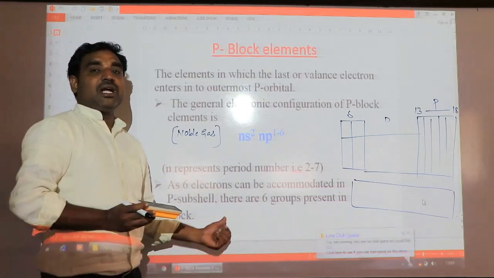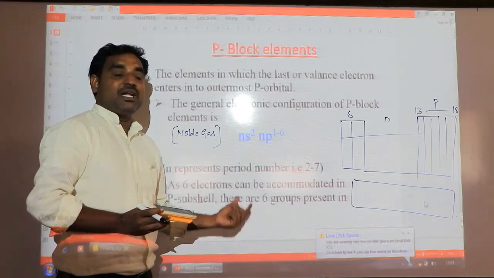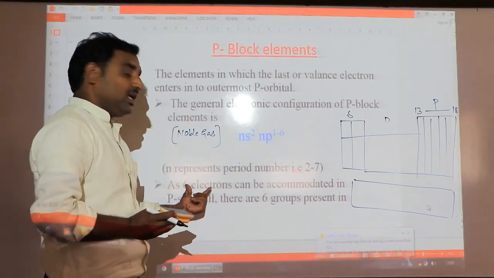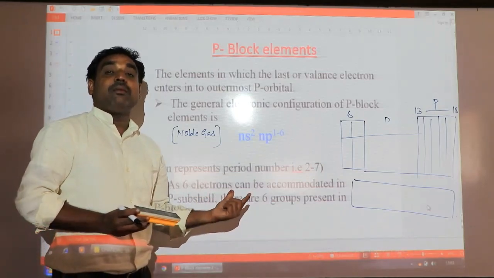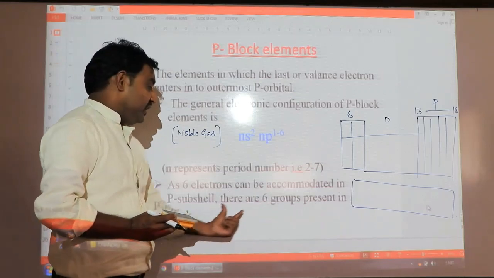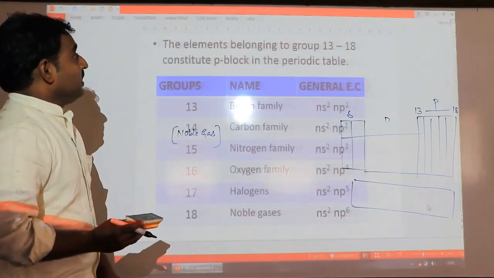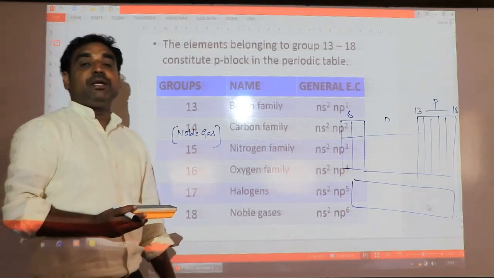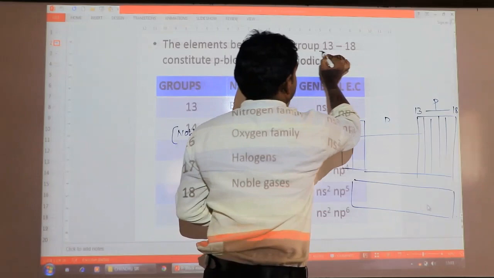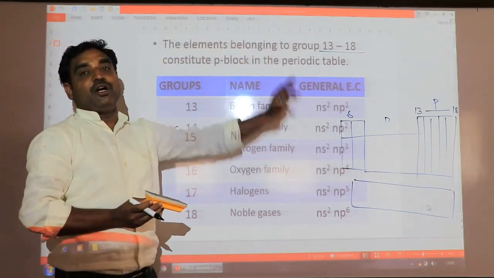The P subshell can hold a maximum of 6 electrons. That is why we divided the P block elements into 6 groups. That is the meaning here. The P orbital can accommodate a maximum of 6 electrons. Hence the P block elements can be classified into 6 groups. The elements belonging to the P block will be groups 13 to 18, that we are writing here. 13 to 18 constitute the P block in the periodic table.